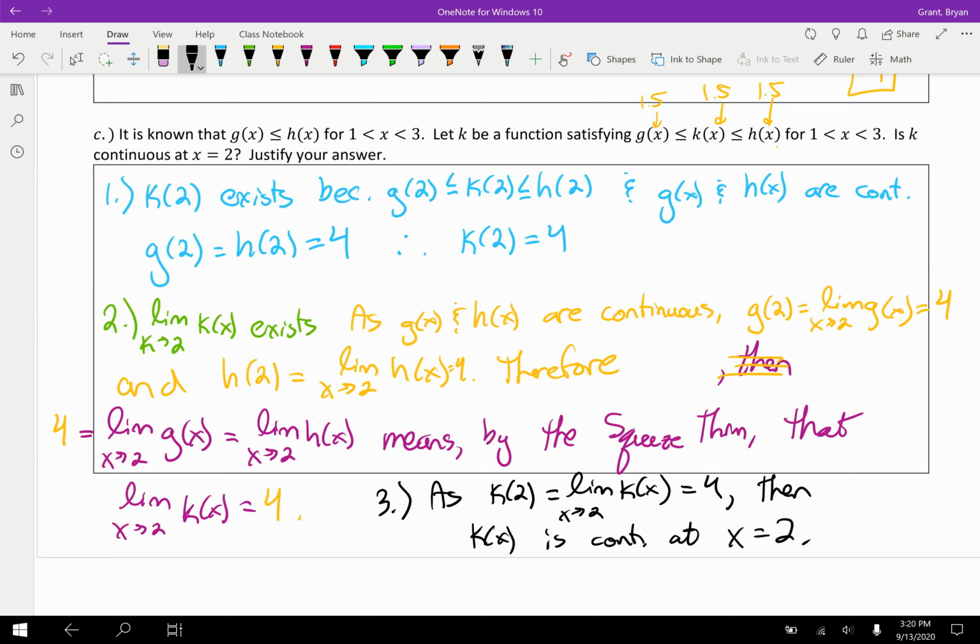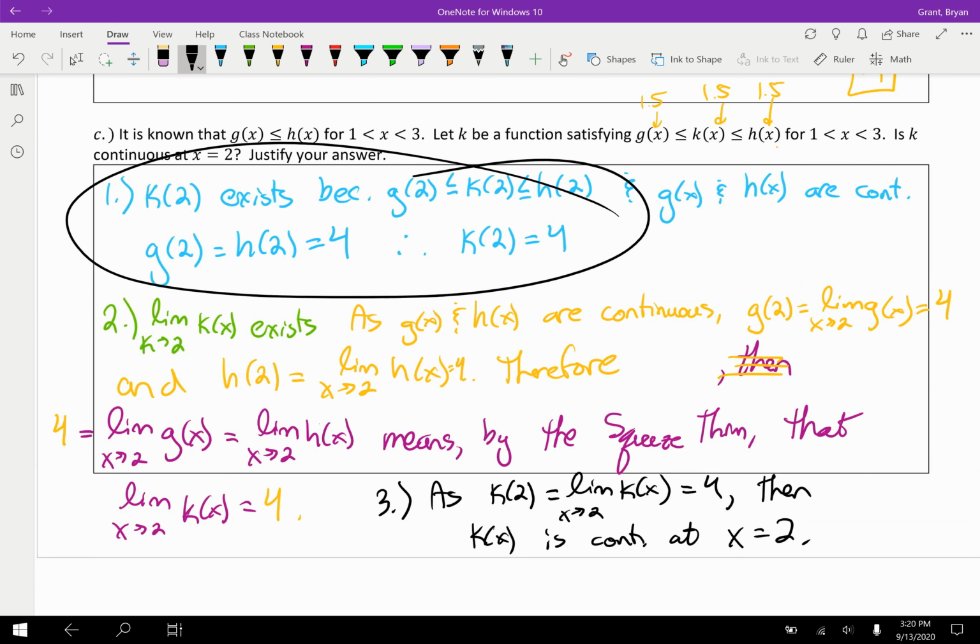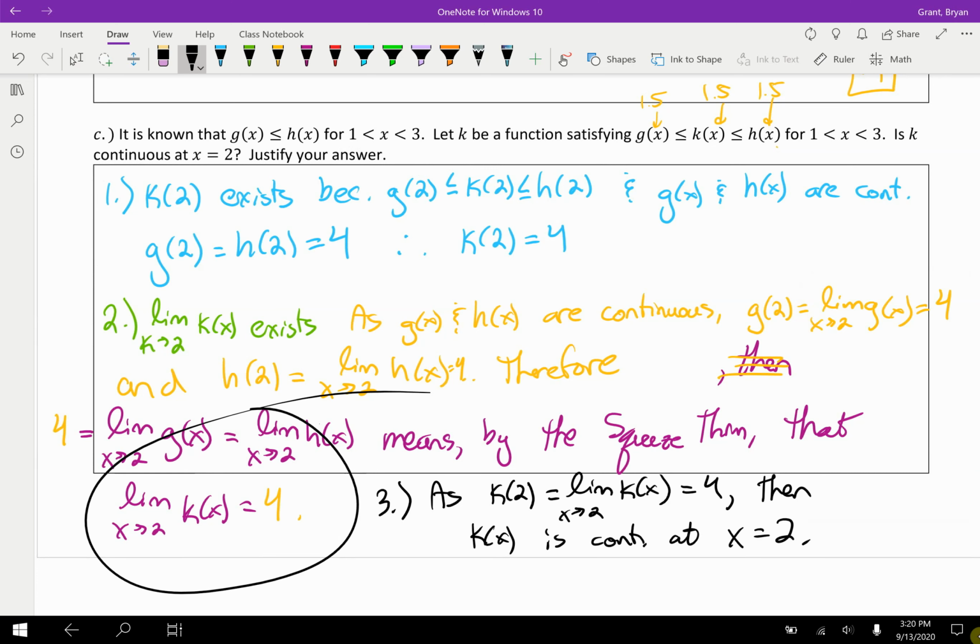Remember those 3 steps of continuity. Is there a point there? Is the limit there, or basically does the limit exist? And last but not least, are the point and the limit in the same spot?